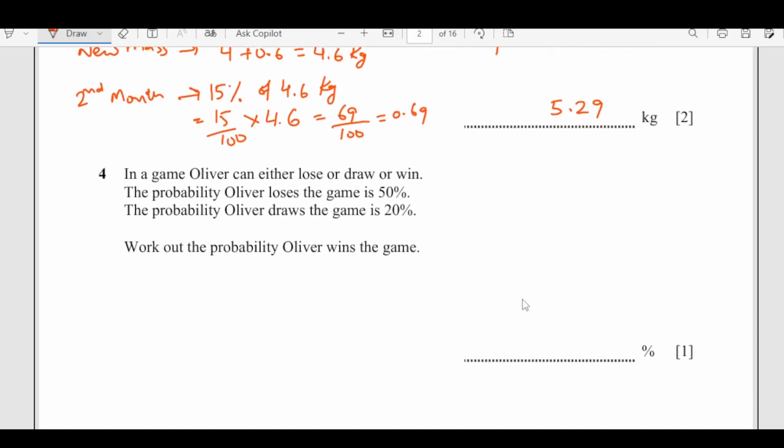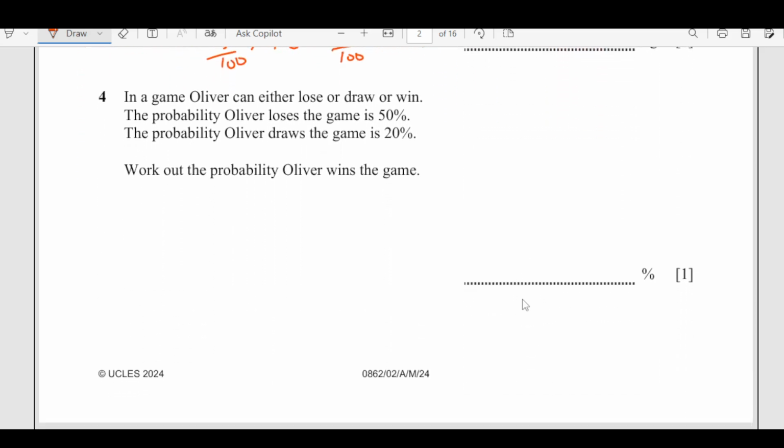Number 4: in a game Olivier can either lose, draw or win. The probability Olivier loses the game is 50%. The probability he draws the game is this. So this is the total of lose and draw, so the total is 70%. What is remaining? We need to work out the probability he wins the game. So winning the game is going to be 100 minus 70, that is 30%. Very simple question. That's why it's only 1 mark.